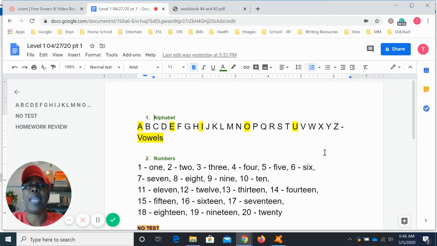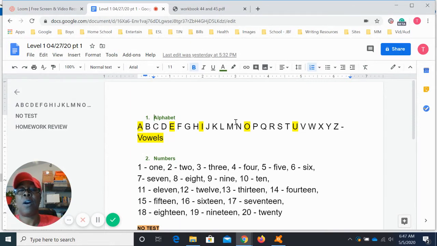So, repeat after me with the alphabet: A, B, C, D, E, F, G, H, I, J, K, L, M, N, O, P, Q, R, S, T, U, V, W, X, Y, Z.